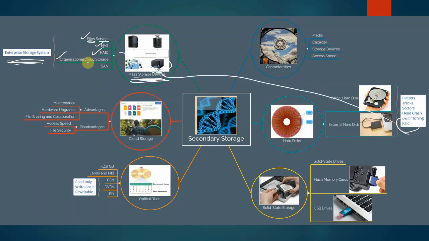You can also have what's known as organizational cloud storage, where you have a high-speed internet connection to a dedicated remote storage facility somewhere in perhaps another country. And then your enterprise storage system can employ a storage area network. A storage area network is an architecture to link remote computer storage devices, such as enterprise storage systems, to computers such that the devices are as available as locally attached drives.